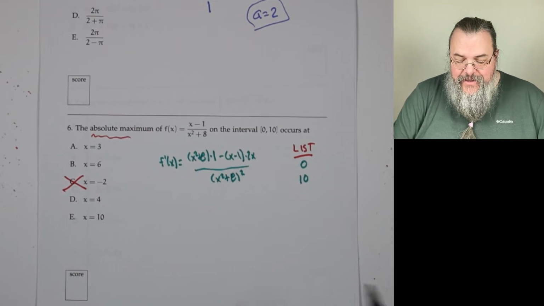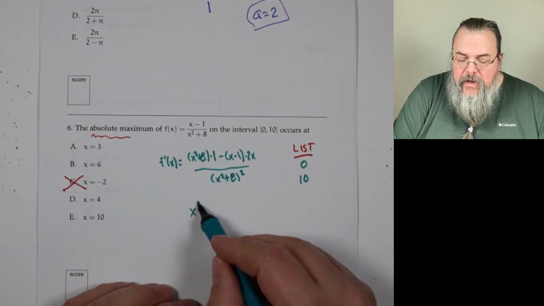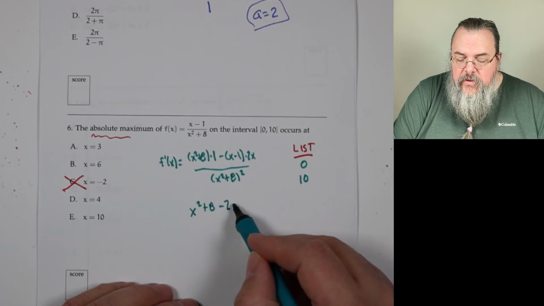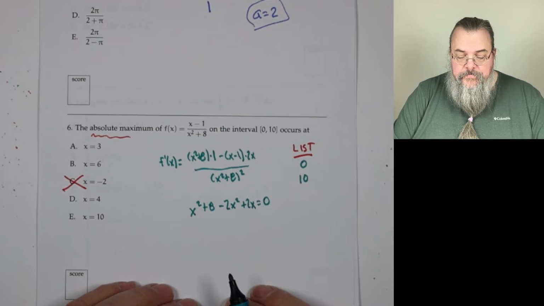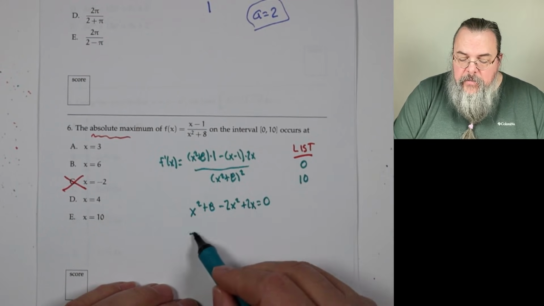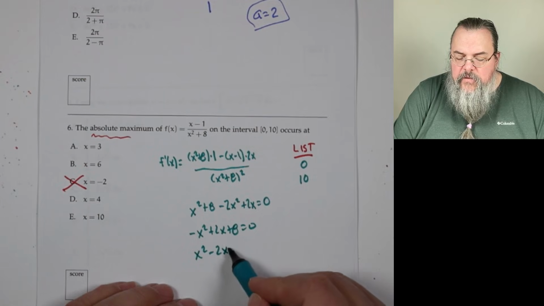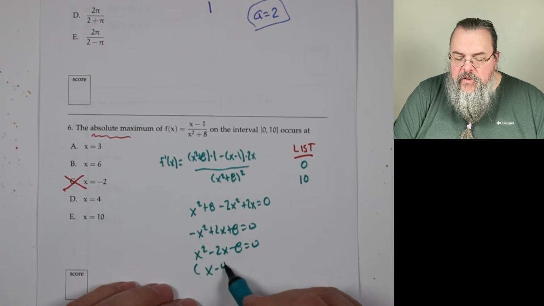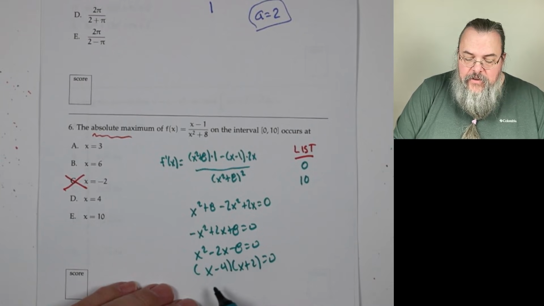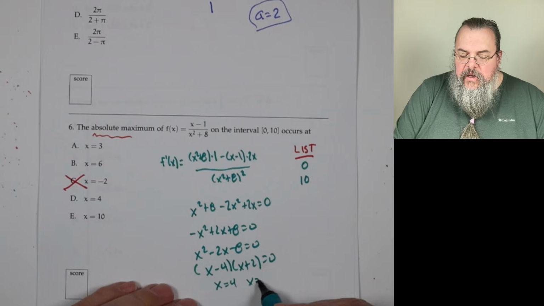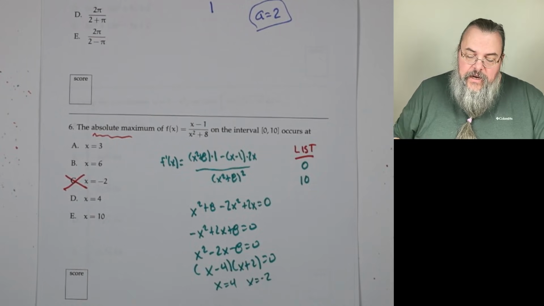Now, never undefined. We don't have a 0 going on downstairs. So we set the numerator to 0. That's x squared plus 8 minus 2x squared plus 2x equals 0. And, okay, so minus x squared plus 2x plus 8 equals 0, or x squared minus 2x minus 8 equals 0, which factors as x minus 4, x plus 2 equals 0. That gives us two critical points, x equals 4 and x equals negative 2, but we're in the interval from 0 to 10, so we can knock out negative 2.